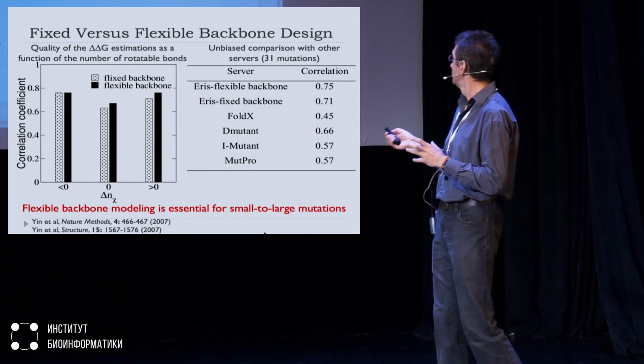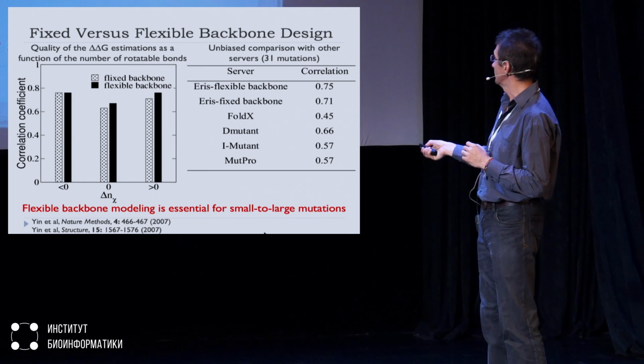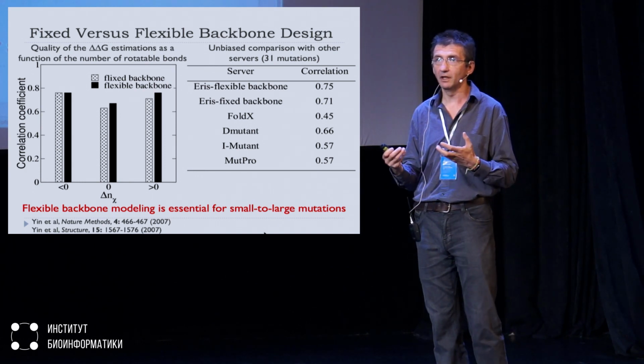Before that, there were tools, described here, FoldX, dmutant, and so on, that were also predicting delta-delta G.